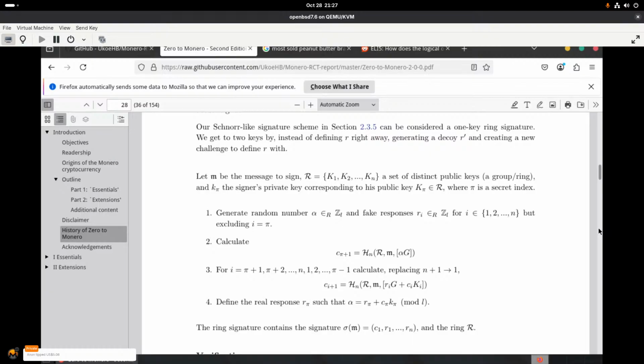Generate a random number alpha, and fake a response r_i for i equals 1, 2, ..., n, but excluding i equals pi. Calculate, a bunch of calculations.